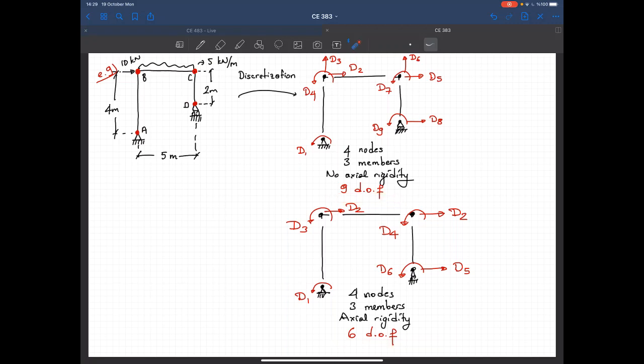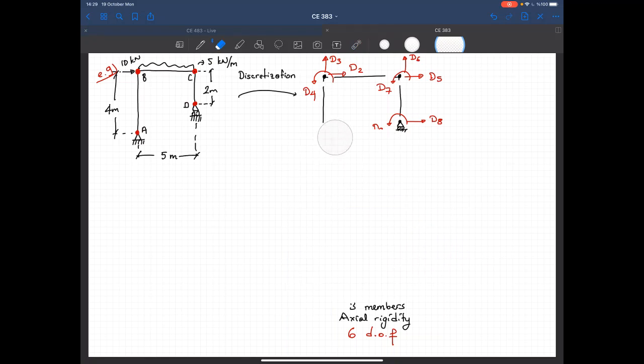Of course, we will see how to analyze such structures later on, but just as an exercise, we see how we do the discretization and assign degrees of freedom. So let's erase this and come back to our problem.